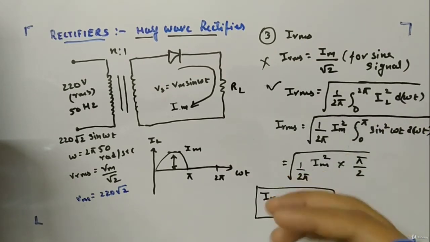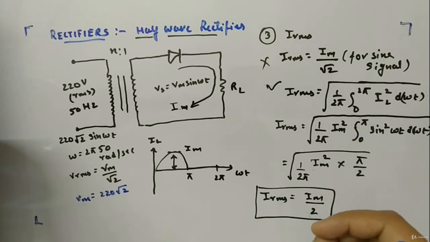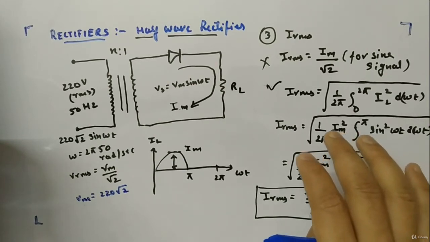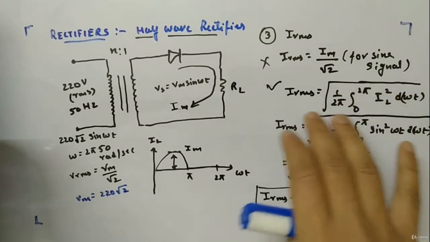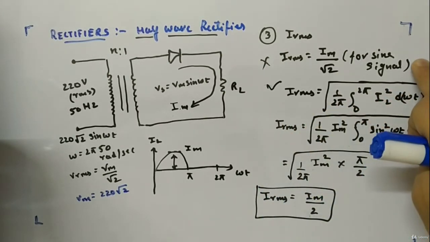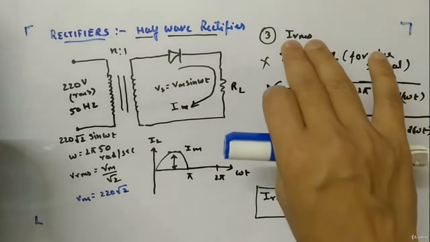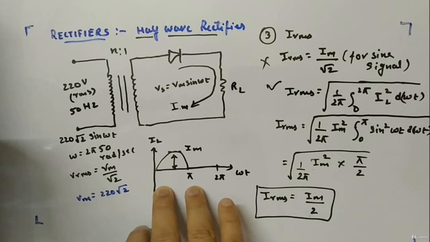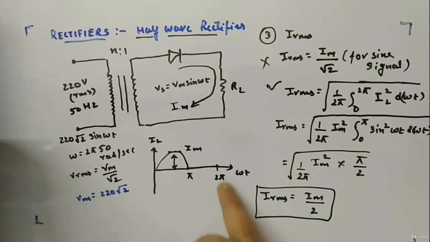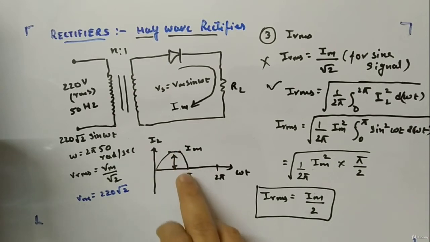So for any signal, whenever you are calculating the root mean square value or RMS value, you have to follow this process. This is not a sine signal, the current. This is a part of a sine signal. It would have been a sine signal if there were a negative half as well. Okay, we have this signal whose value is Im sine omega t, but between 0 to pi.